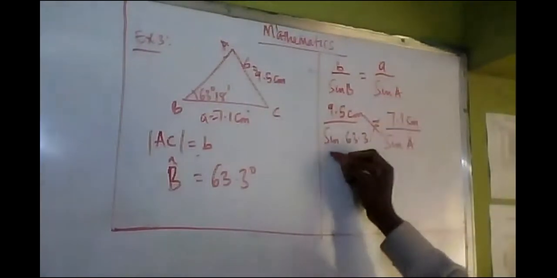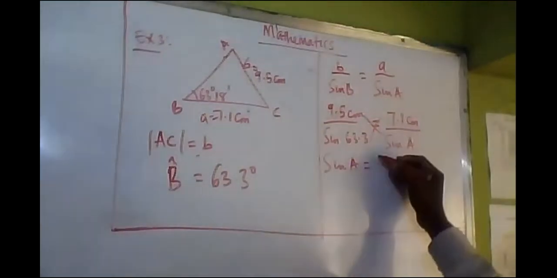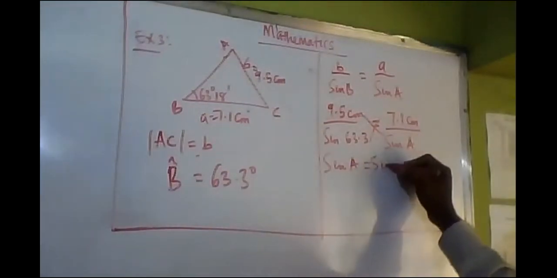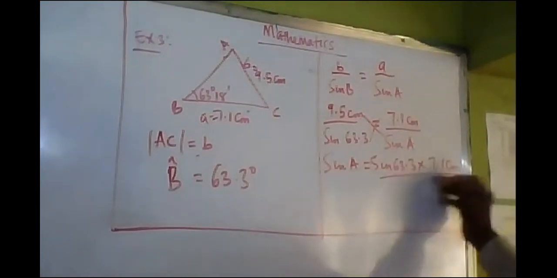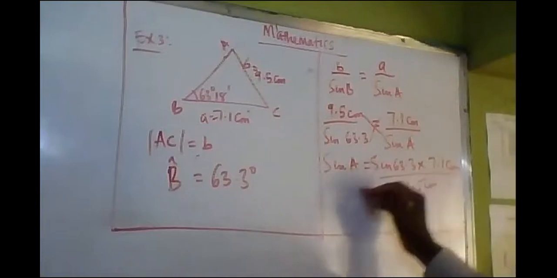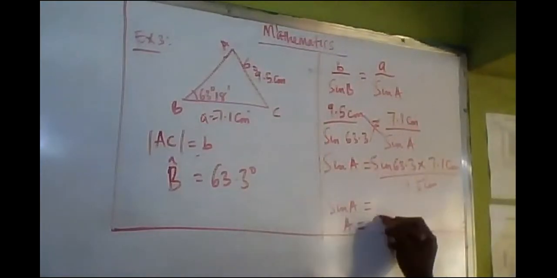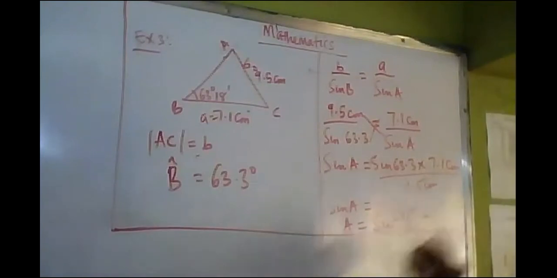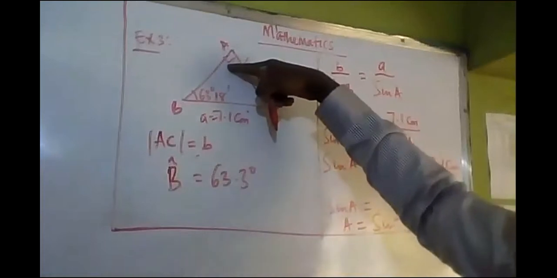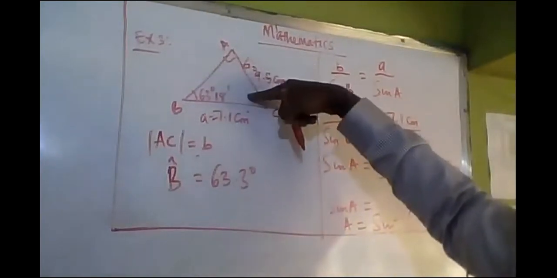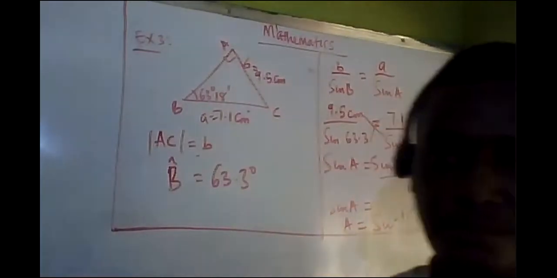If we cross multiply, that gives us sine A equal to sine 63.3 times 7.1 centimeter over 9.5 centimeter. So sine A, we give whatsoever the answer will give us, then A will now be arc sine, and so on and so forth. So when you get A, you can now add this and this, subtract from 180. So let's go to the slide to see what I'm saying.